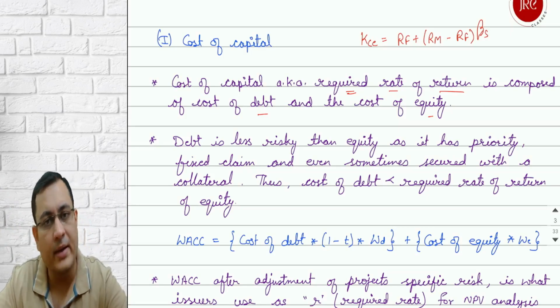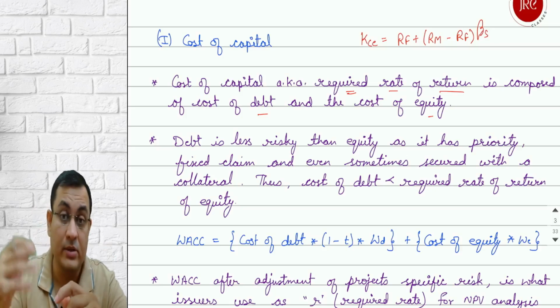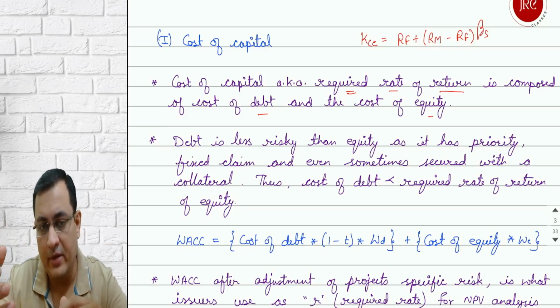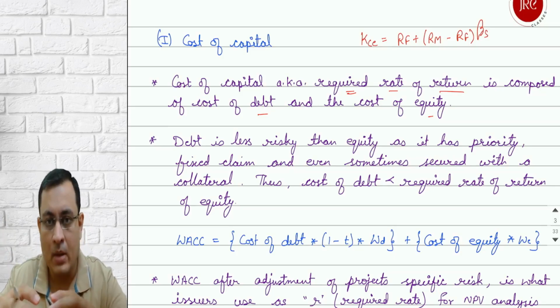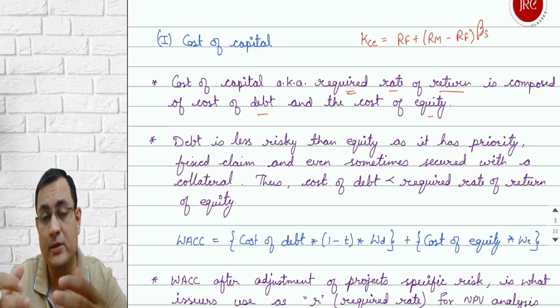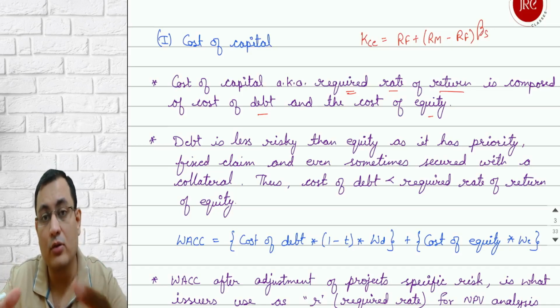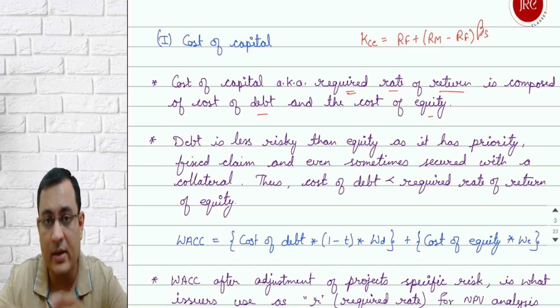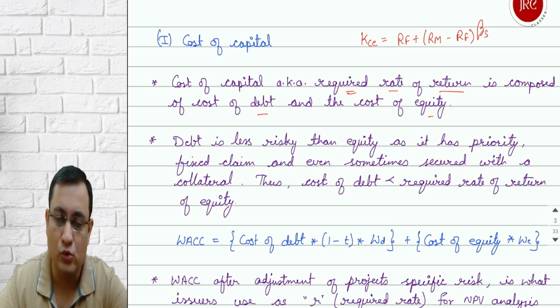So how to combine it? Just by adding? No, because the values will be different. The invested amount will be different for debt and equity holders. So we have to consider that amount also, because these costs are in the form of percentages. We have to relate them with the value invested. So we are going to calculate the weighted average overall cost, and the weights will be equal to the amount invested by these two types of investors.